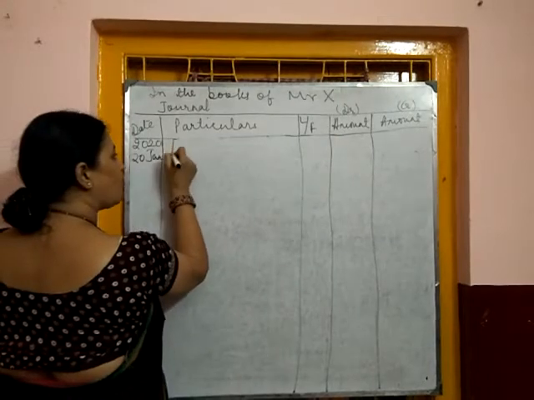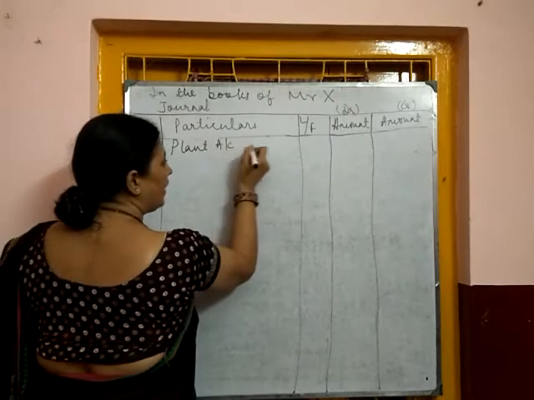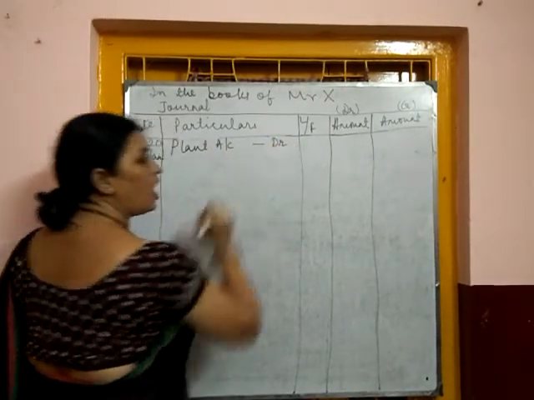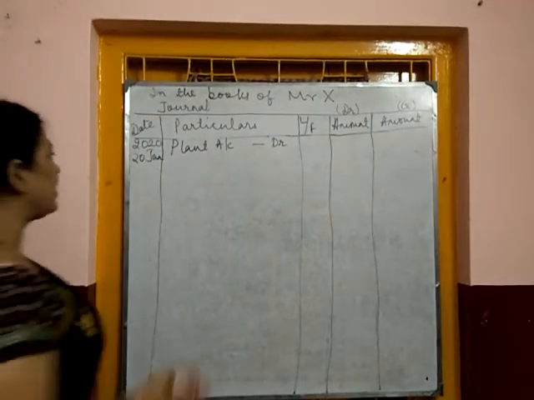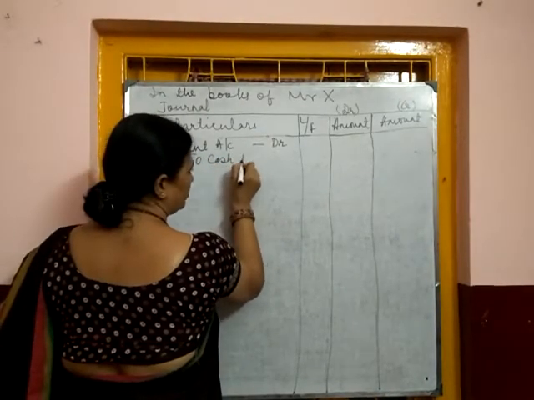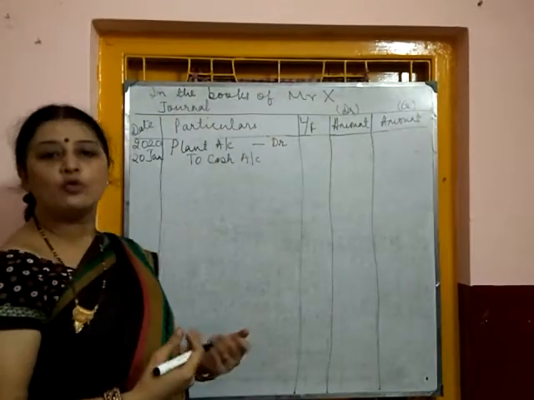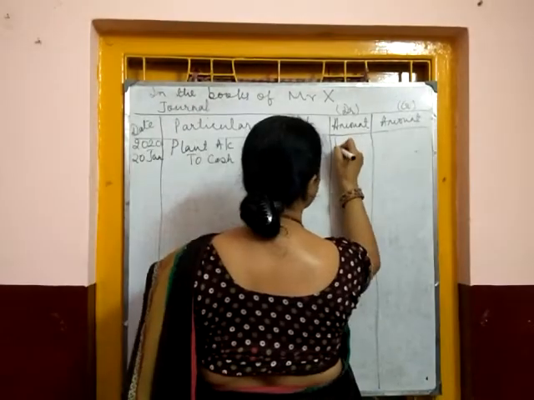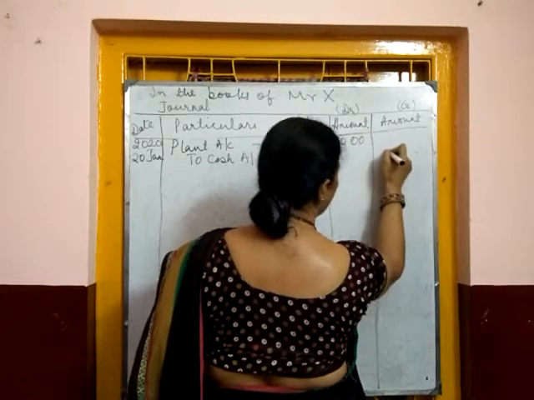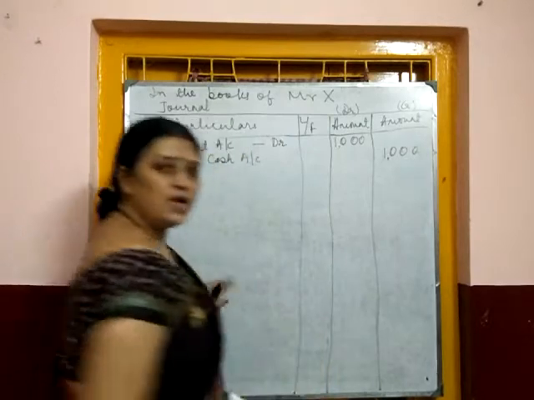Plant has been purchased. What is coming in the business? Plant is coming. We will write plant account debit. And what is going from the business is cash. So we will write to cash account. Clear? This plant has been purchased for rupees 1000. Suppose, I am supposing all these things. So we will take 1000 debit as well as 1000 credit.